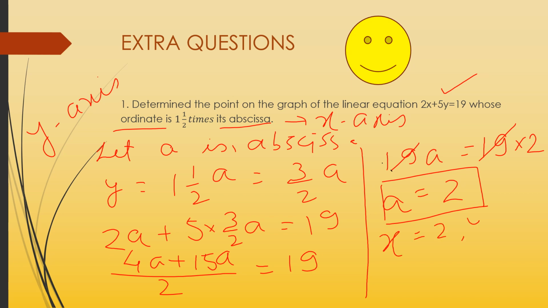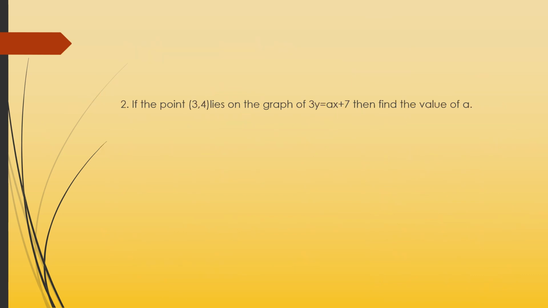So what will be your y? y will be 3 by 2 of 2. So the solution, the point will be, always write down a point as an ordered pair. So the required point is (2, 3). Here is your answer. The next question is question number 2.